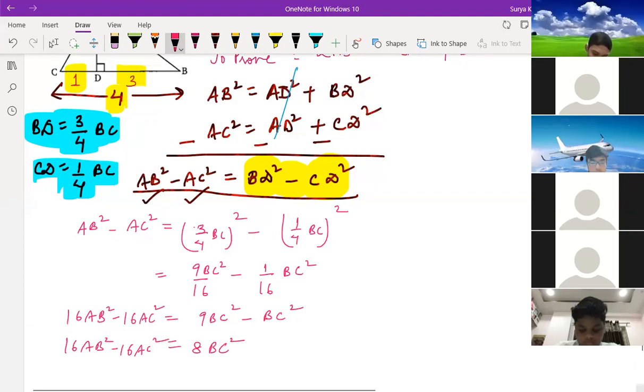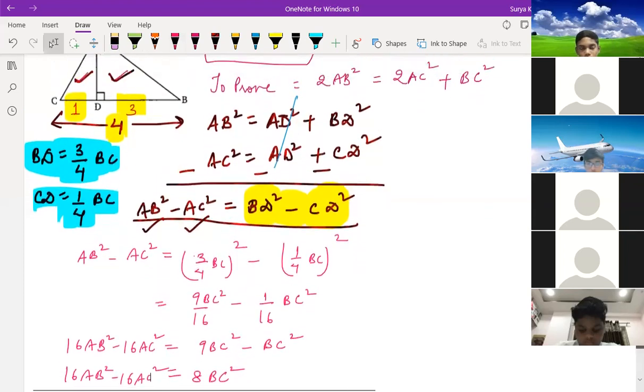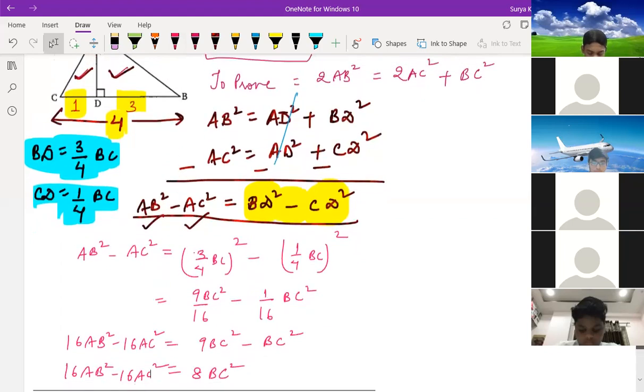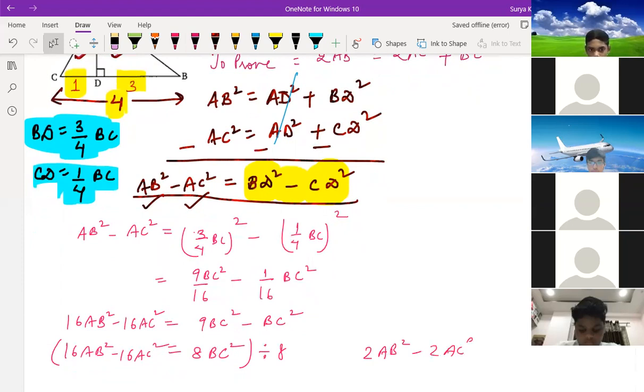What do we have to prove? Let me check one minute. Rasool, are you getting it? I got it, sir. Divide the whole thing by 8. You will get the answer. Okay, so you'll get here 2 AB square minus 2 AC square is equal to BC square. Now 2 AB square is equal to BC square plus 2 AC square. Correct? Is it clear, Praharshan, Teja?